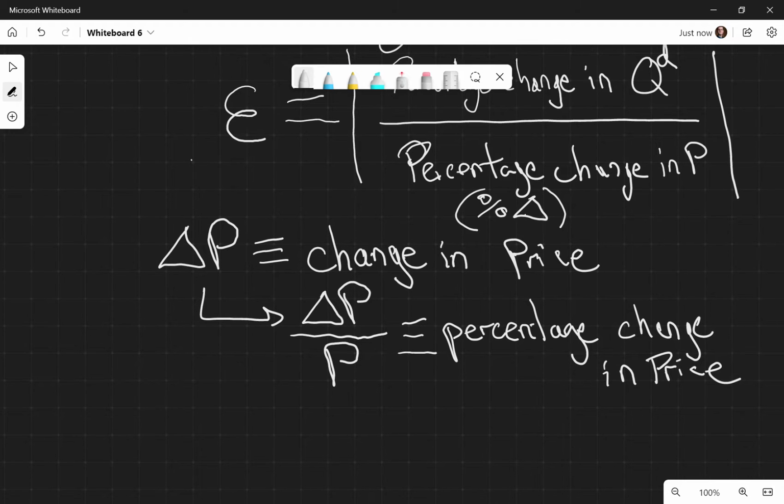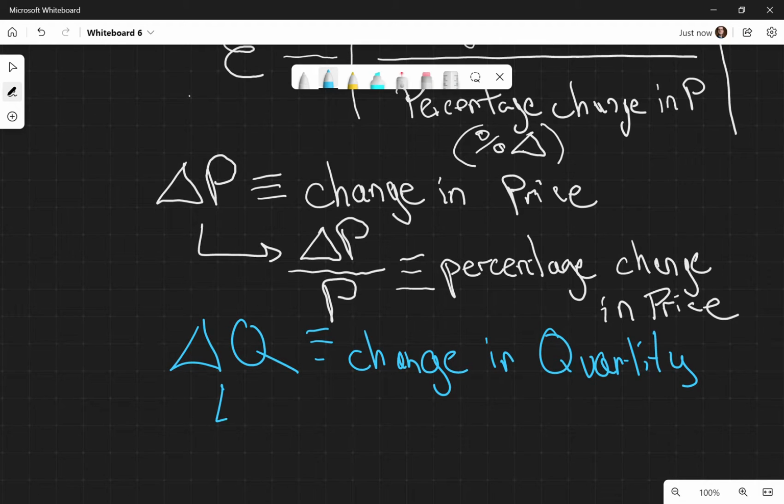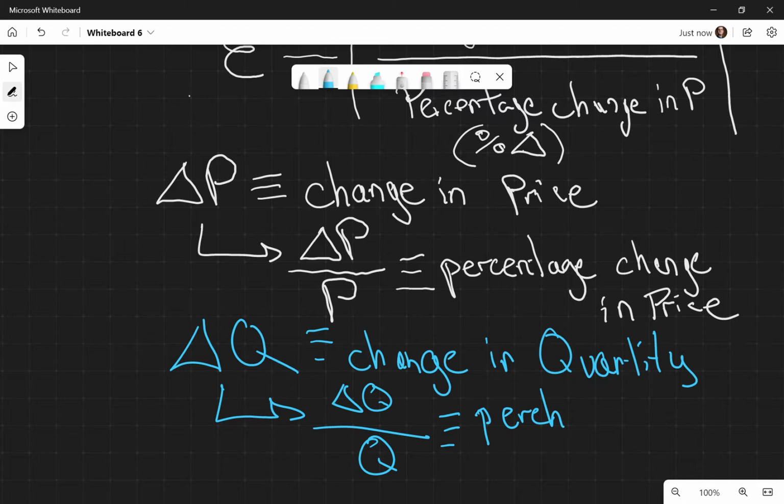Similarly, we know that change in Q is defined as a change in quantity, so therefore we can do a change in Q over Q to define our percentage change. There's no H in percentage.